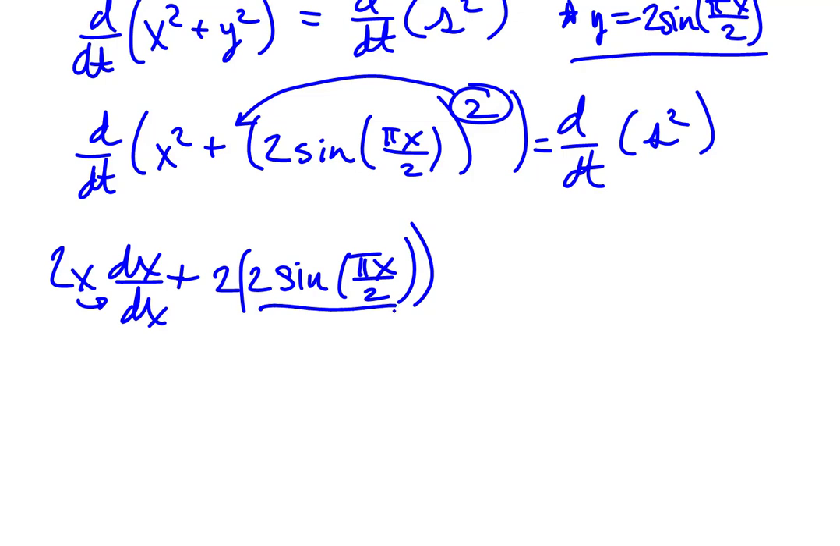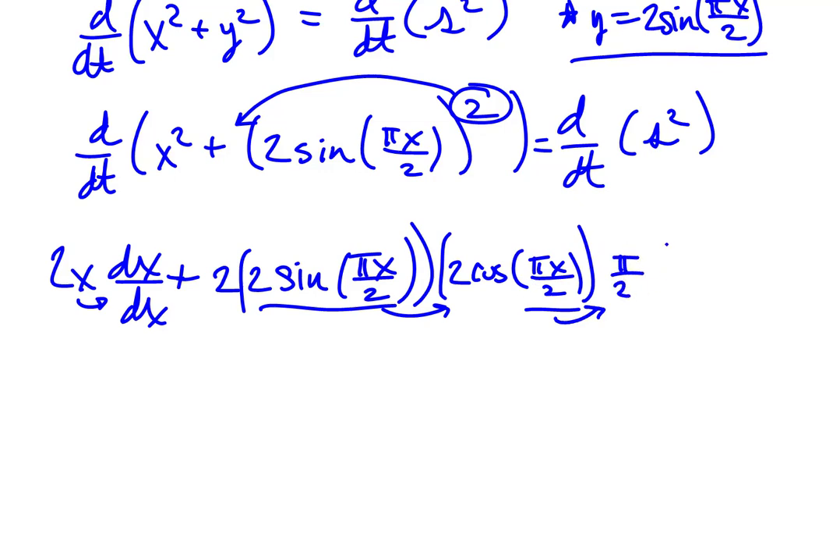The 2 came down in front. Now we have to multiply by the derivative of this inner function, which would be 2. And then the derivative of sine is cosine. Keep the inner function pi x over 2. But then we multiply by the derivative of that inner function, which would just be pi over 2 dx/dt, again assuming x is a function of t here. That's using the implicit differentiation for it.